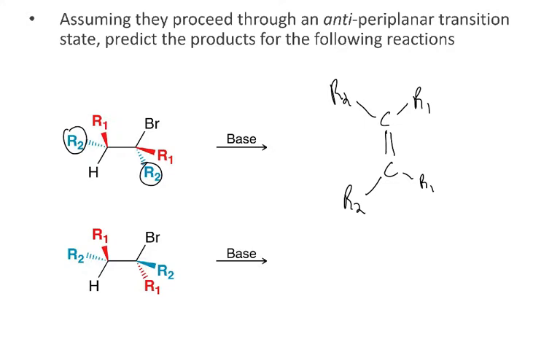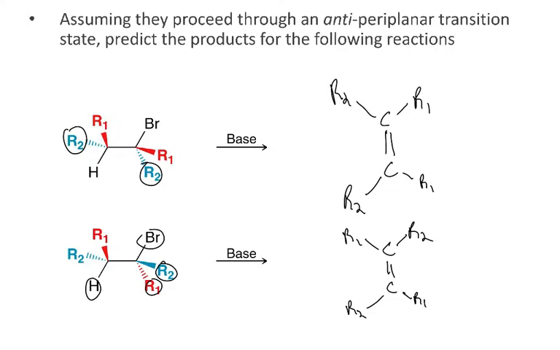All right, and in this case, on the bottom here, we're losing the hydrogen and the bromine again. So now, the ones on the wedges are going to be on the same side. And so I'm going to have R1, but now the wedge is on R2. And then going back, I've got R2, and then R1 would be here.